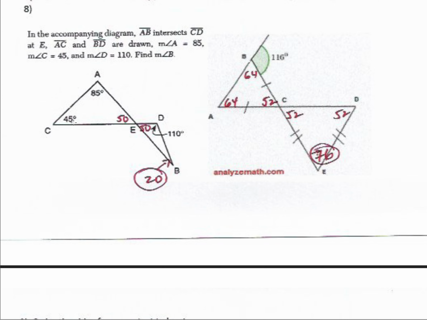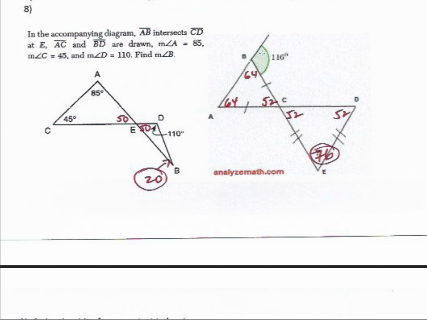So 85 and 45, if you add them up, you get 130. So the last angle of the triangle has to be 50 because they all add up to 180. By vertical angles, this is also 50. If that's 110, they add up to 160. The missing angle has to be 20. So I get 180 in this lower right triangle also.